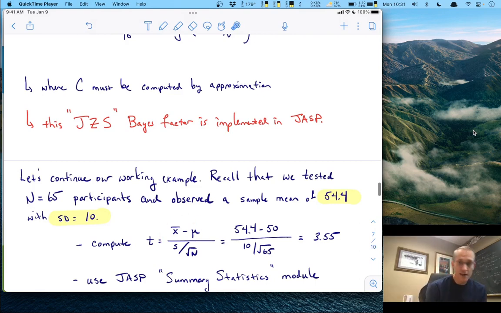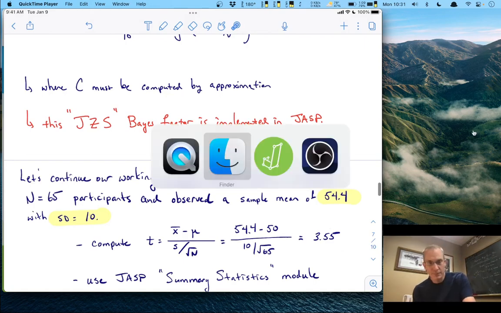So in this case, if we substitute in all of those quantities that we can find easily, the sample mean was 54.4. Under the null, the hypothesized mean would be 50. And then we had an observed standard deviation of 10 over the square root of 65. Run through all of that arithmetic, and you're going to get a t-score of 3.55. So that's actually all we need. We need that t-score and the sample size, and we can go in and do a Bayesian t-test. Let's do it. Let's go to JASP.